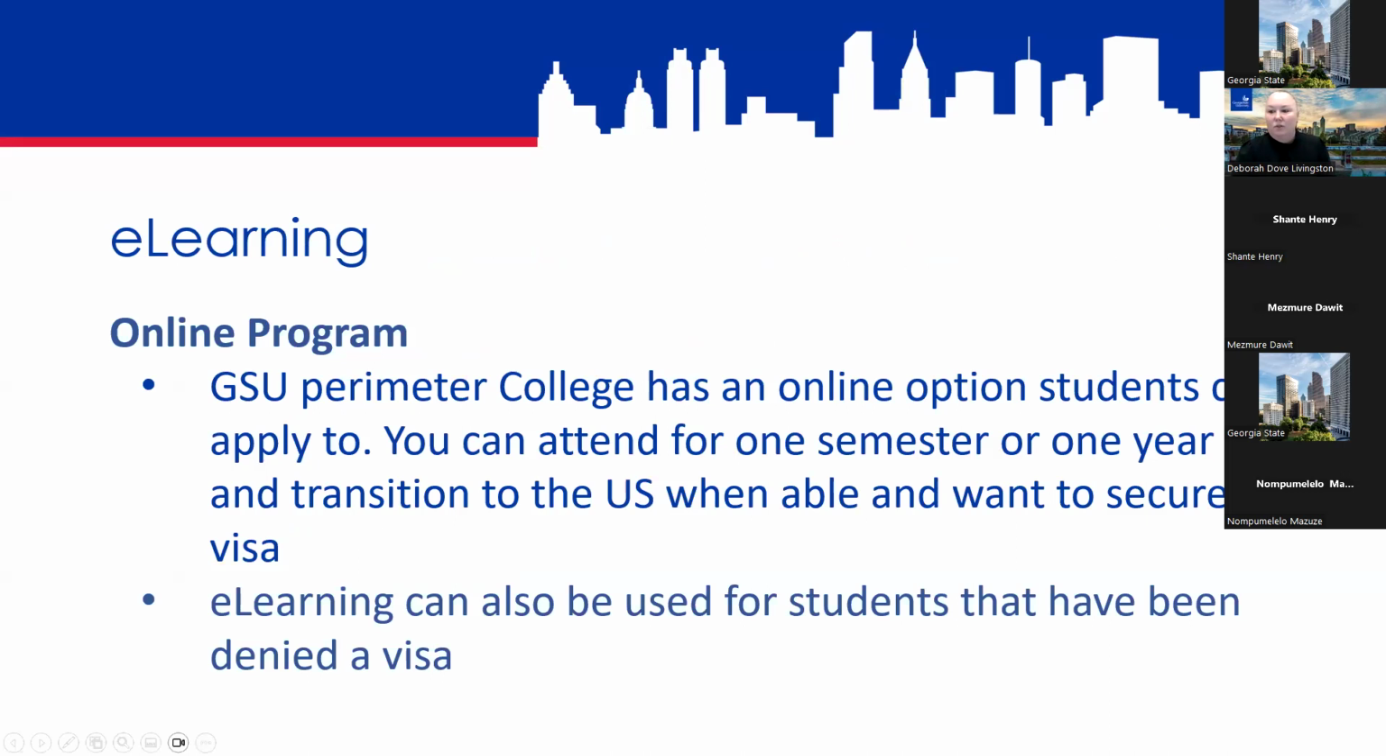All right, so due to travel restrictions, visa delays, visa denials, or some other reason, a student may need or want to begin their program online at Perimeter College. We do have an online option that students can apply to. You can attend for 1 semester or 1 year and then transition to the U.S. when you're able and you want to secure an F1 visa.